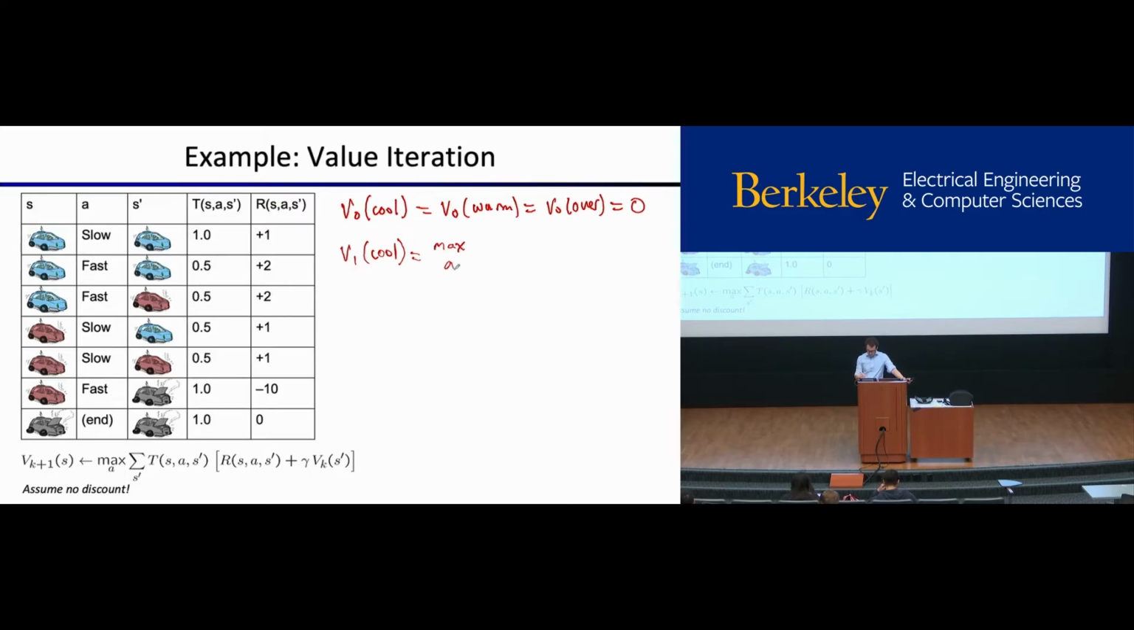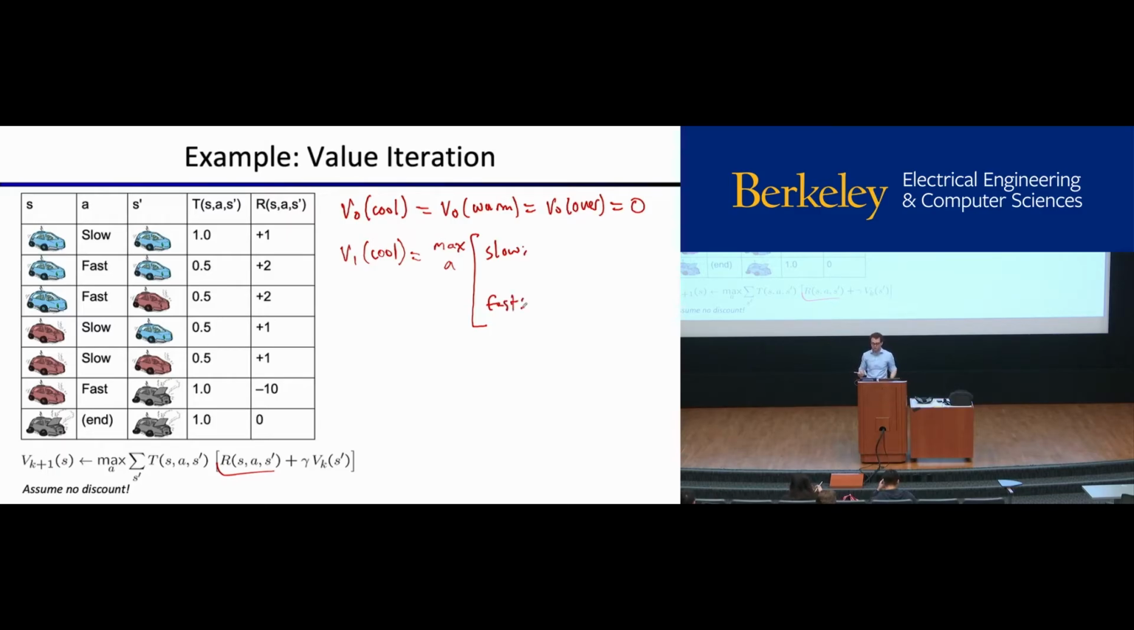That's the maximizer node. Then we have to take an expectation. This is a sum over s primes of T of s, a, s prime times, it's just right here. So let's start filling in values here, right? So what are the actions? The actions are, we could go fast or we can go slow, right? So these are the 2 actions.